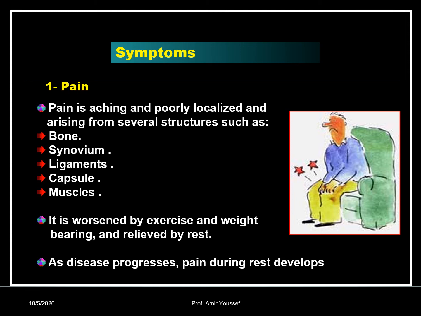What are the symptoms of osteoarthritis? Number one, pain. Pain is aching and poorly localized and arising from several structures such as bone, synovium, ligaments, capsule, and muscles. It is worsened by exercise and weight bearing and relieved by rest. As disease progresses, pain during rest develops.